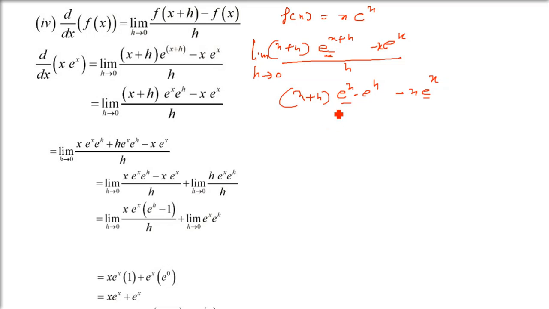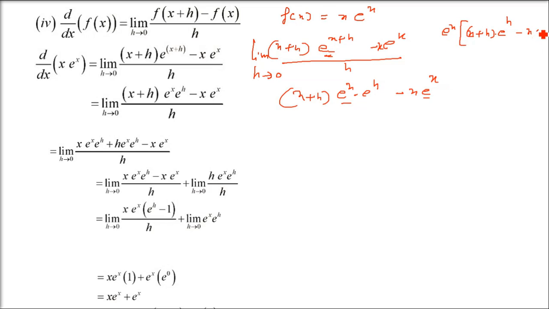If you want to take common, you can take common, or rather you can do one thing, you can first multiply and then take common. Both ways it is possible. Let us see if I do this, e raised to x. So what am I going to get inside? I am going to get something like (x plus h) e raised to h minus x.